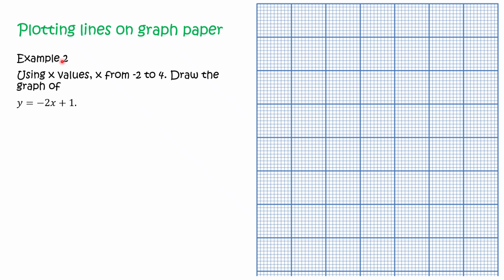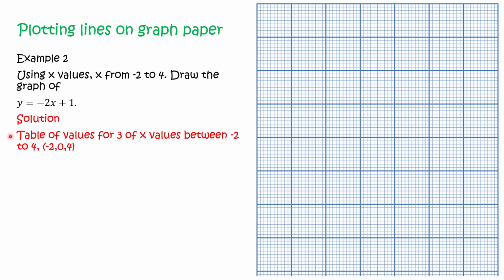Looking at example 2, using x values, x from -2 to 4, draw the graph of y is equal to -2x plus 1. And of course, the solution. We would need to identify at least 3 values of x. And the values that are between -2 and 4, because that is what we are given there, the range of values for x. So in our case, we are going to select -2, 0, and 4.